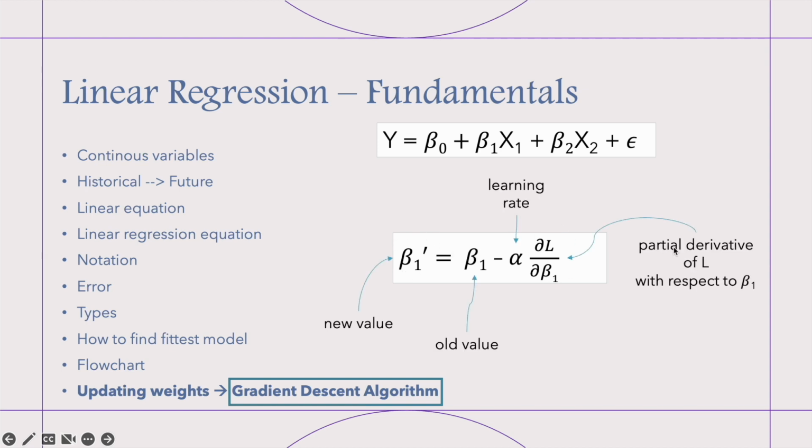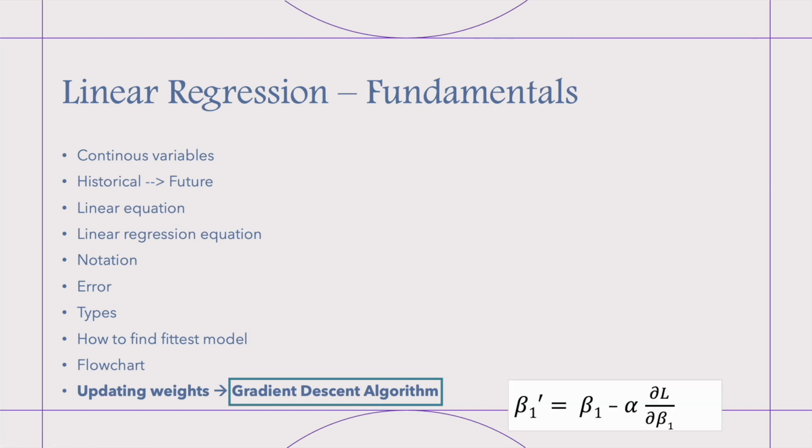And this part is the partial derivative of L. L means loss function with respect to the beta 1. Remember, this equation is for beta 1. So if you want to calculate the new beta 2 value, then you can just write beta 2 new value, beta 2. And here alpha will be same for all, the learning rate. But here we will calculate the partial derivative of loss function with respect to the beta 2.